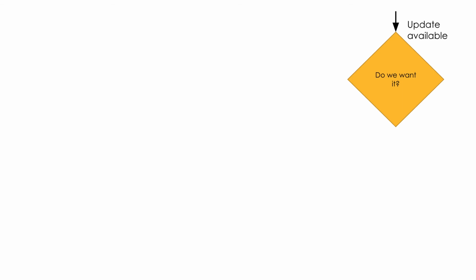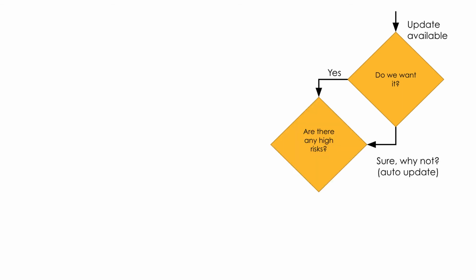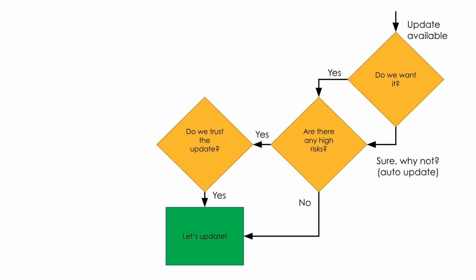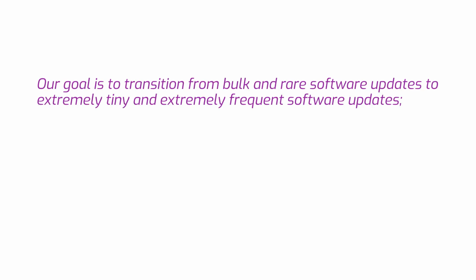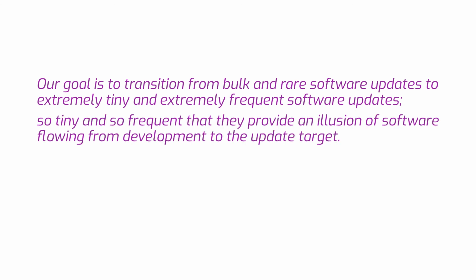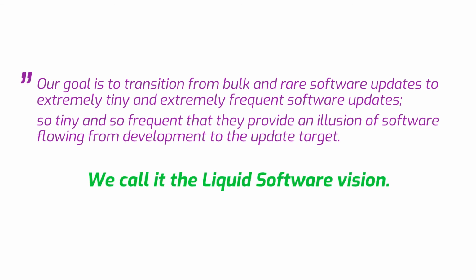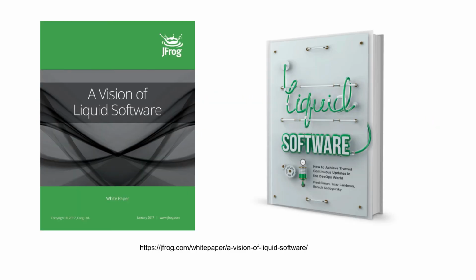Then we build this trust with our vendors, so when we have an update, we really want it, we can take the risk, or we just don't have the risk, right? Because we believe in our vendors and we can trust them. So our goal is to transition from bulk, rare software updates to extremely tiny and extremely frequent software updates. So tiny and so frequent that they provide an illusion of software flowing from development to the update target. We call it the liquid software vision.